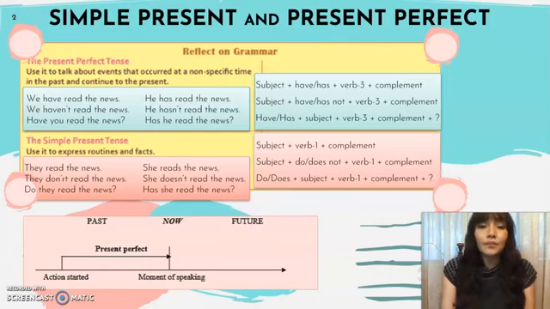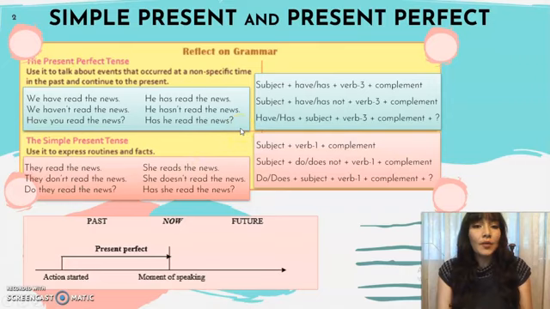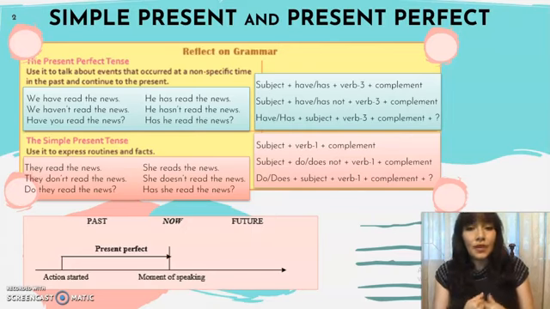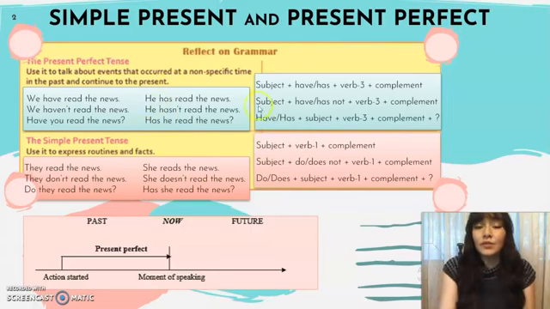We know that the ideas of these facts will not change. The sun will be yellow all the time. The sky will be blue all the time. So now let's analyze some differences in the grammar structure. What are the differences between these two tenses?